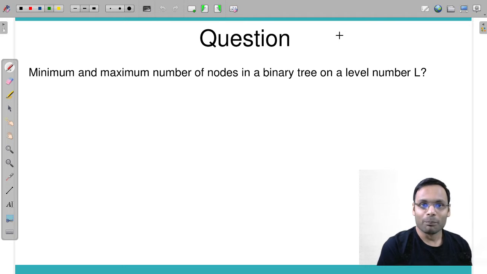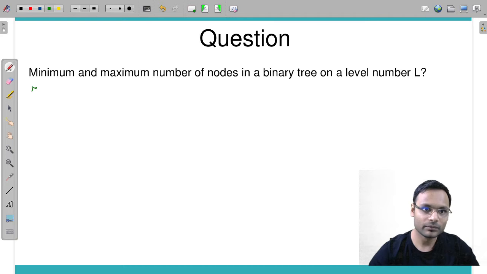Minimum and maximum number of nodes in a binary tree on a level number L. So let's talk about minimum. How many minimum nodes can you have on a particular level? So let's draw a tree in which on each level we have the minimum number of nodes. Like this way you can have.